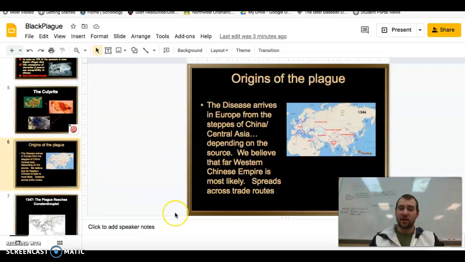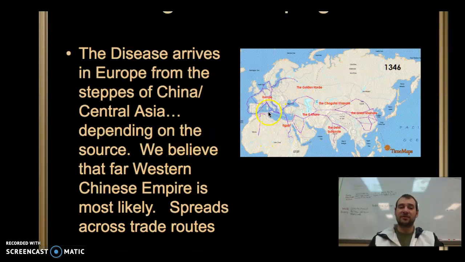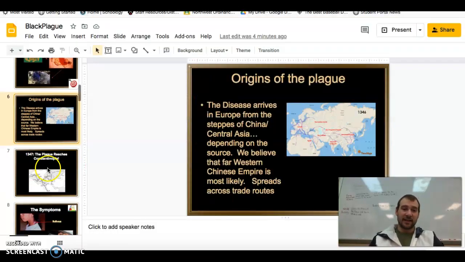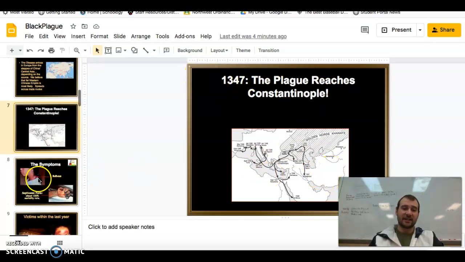So the origins of the plague, we already know this. The disease arrives in Europe from the steppes of China, aka Central Asia, depending on the source. We believe the far western Chinese Empire is most likely where it all began, and then, as we know, it spreads through trade routes. I'm going to make this bigger so we can see the picture. We even saw how it spreads on sea trade routes. We saw with the Italians, that's how it shows up to them. Basically, this ghost ship shows up, and all the people on board are dead or dying, because the plague got them. In 1347, it has already spread to Constantinople.